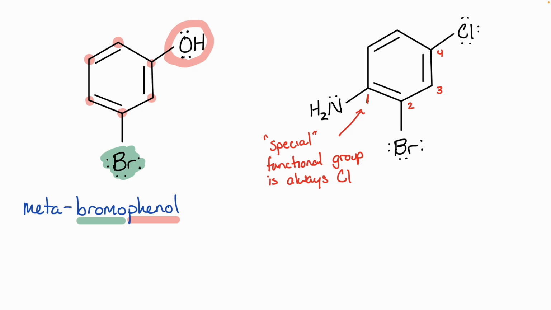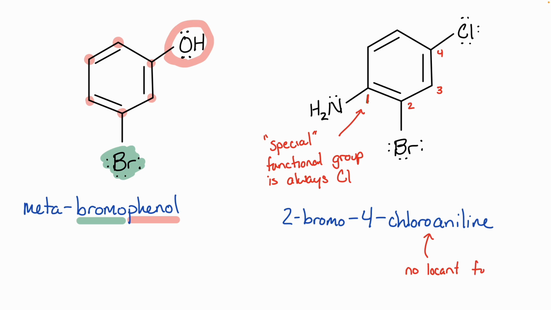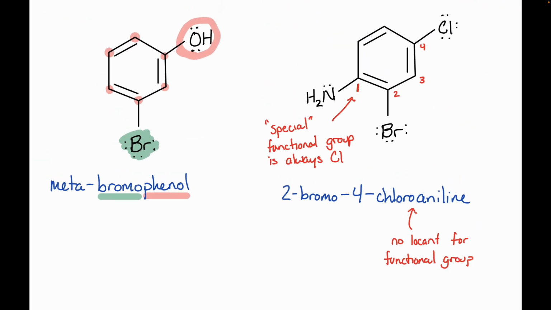All right, which one am I going to put first, bromo or chloro? Alphabetical order, right? So this would be 2-bromo, 4-chloro. And since that functional group is always carbon 1, we don't bother putting it in there. We'll just run that straight into the aniline. So we can just note no locant for functional group. Because it's always carbon 1.